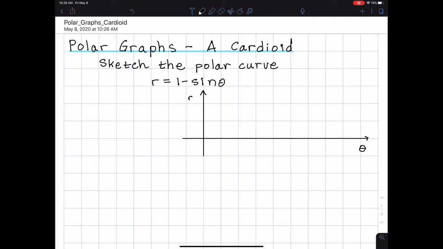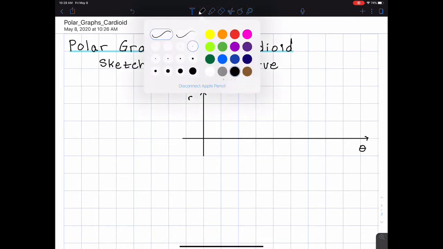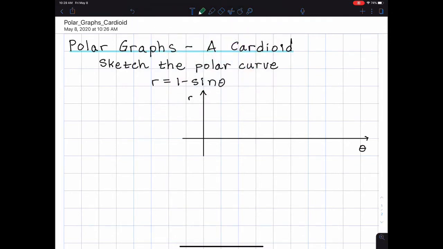Now, when we see this r equals 1 minus sine theta, this part 1 here is a shift up. That is going to be a shift up by 1. And what I'm going to do is draw a dotted line, which is the line r equals 1. And let's see where that goes.